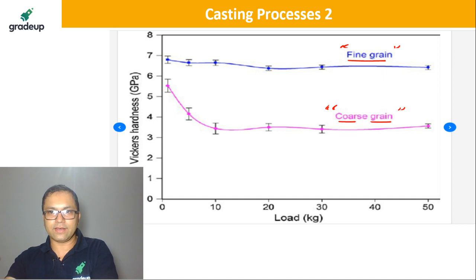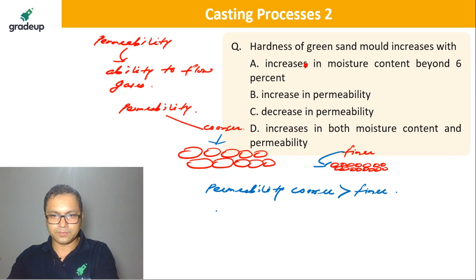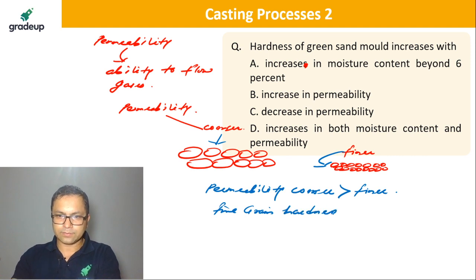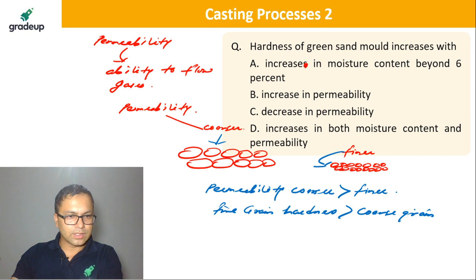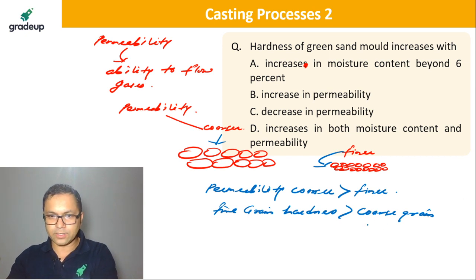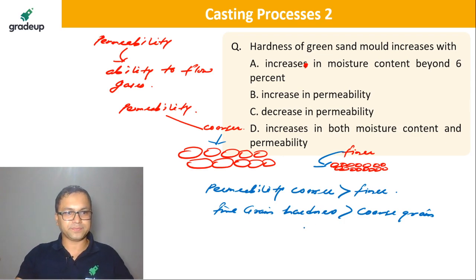Now what we have seen here is that fine grain is having more hardness, right? So fine grain hardness is more than coarse grain hardness, right? Yes, Banat Babu Ramu, you're right. Coarser sand, Prince, yes, you're right. So fine grain hardness is more than coarse grain. So what is the meaning of that? Yes, exactly. So permeability is high. Yes, TPM, you're right.